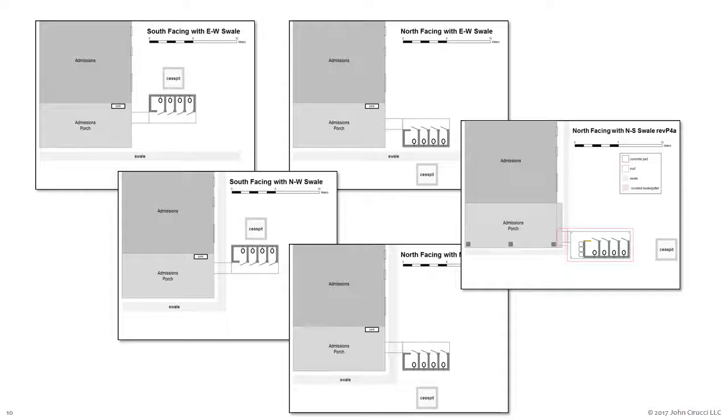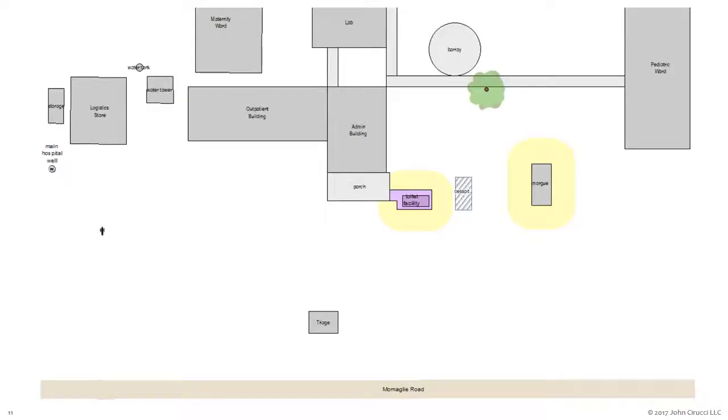The hospital was not saying, we want the latrine right here. They were saying, we want a latrine that services the admissions porch. So we could play around with all of that, and ultimately located it. And so this is the proposed latrine, or the planned latrine location.